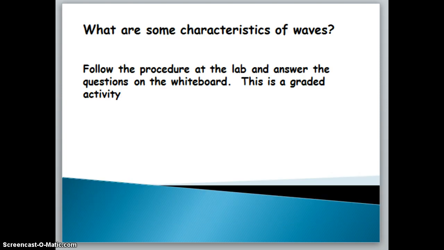So what we're going to do in class is look at some characteristics of waves, and we're going to follow the procedure in the lab and answer questions on the whiteboard. What we do in class will be graded, so everybody needs to participate and contribute to the answers on the whiteboard. And I'll be going through that in class. But it's important for you to have watched this recorded lesson so you understand how to calculate frequency and how to calculate speed.